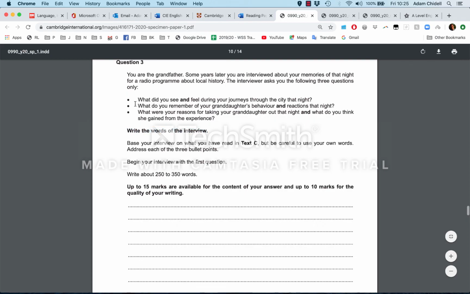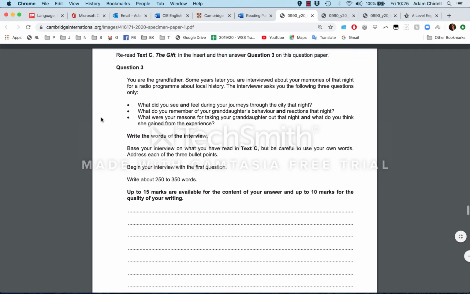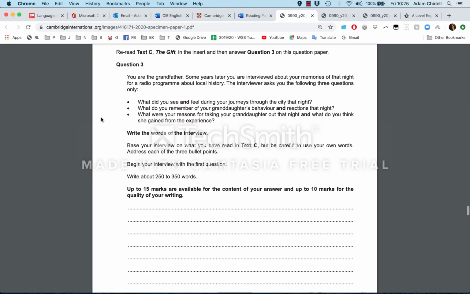And then the final thing to say, really, is that to get into the very top bands, you need to try to bring a little bit of subtlety or insight to your answer. This can be a bit tricky, but most of the texts will have an element to them that you can really incorporate in an interesting way.